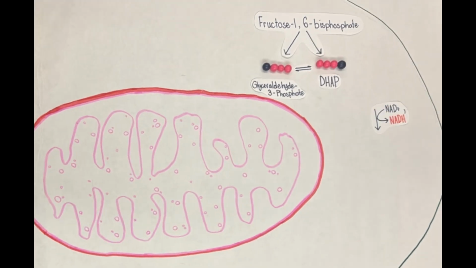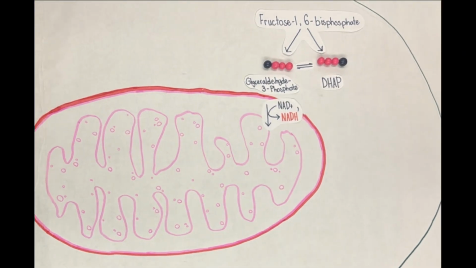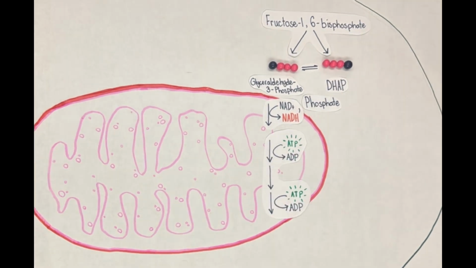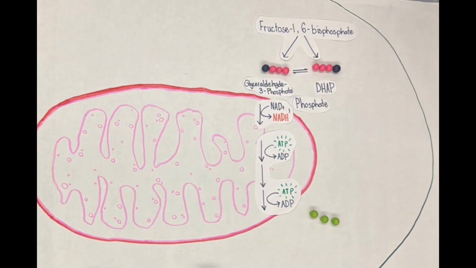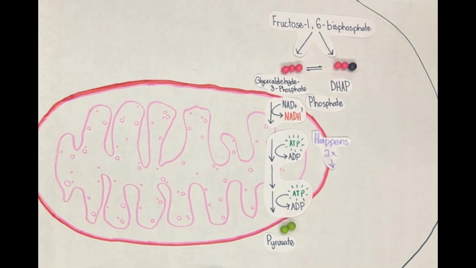The G3P transfers electrons to the NAD+, which oxidizes the substrate and reduces the NAD+ to NADH. A phosphate group is then attached to the substrate. The substrate then converts into pyruvate, and this conversion produces 2 molecules of ATP. And this process happens twice.